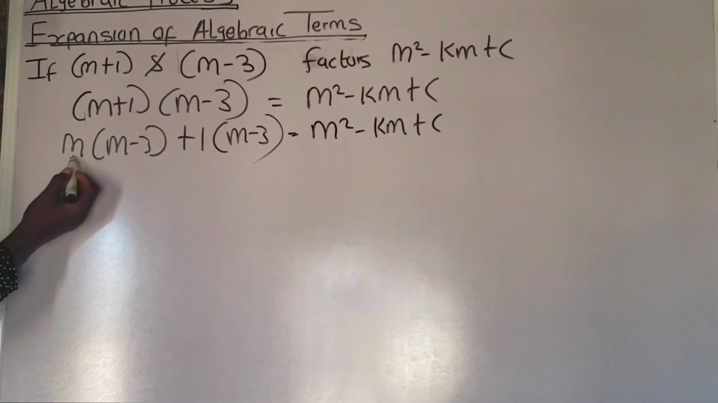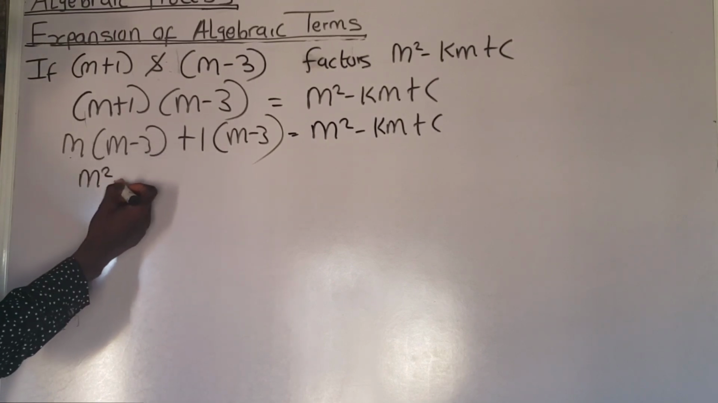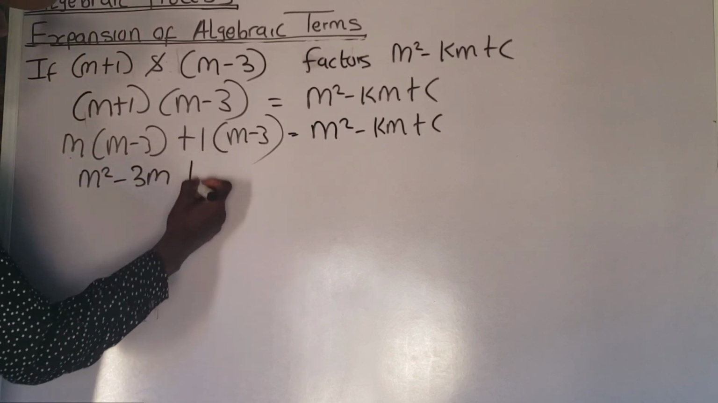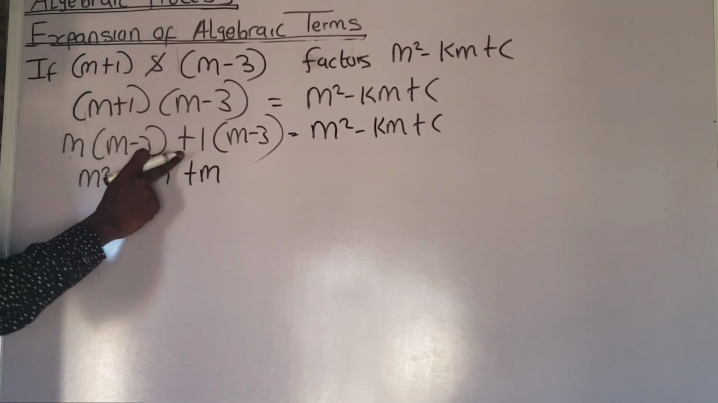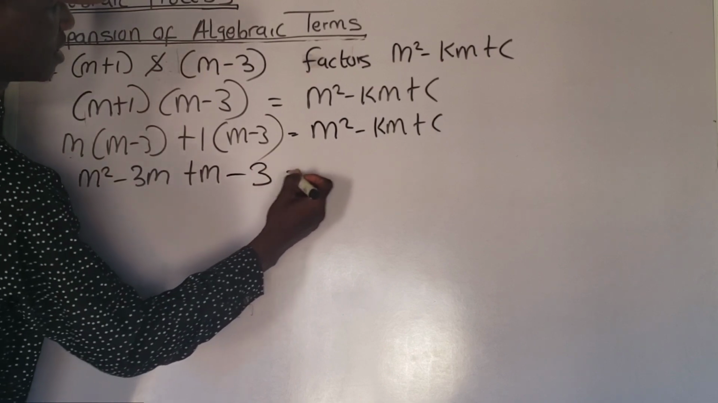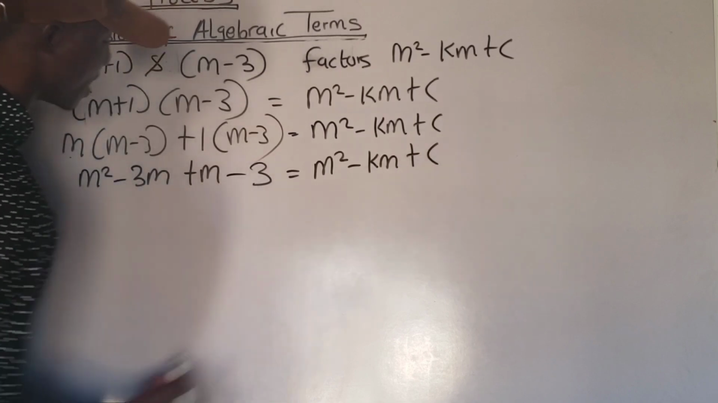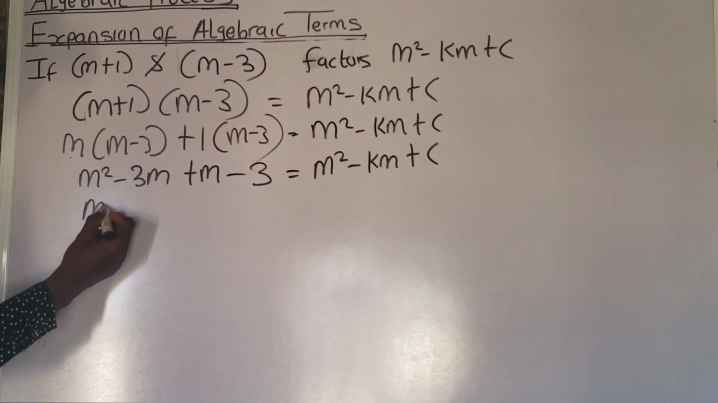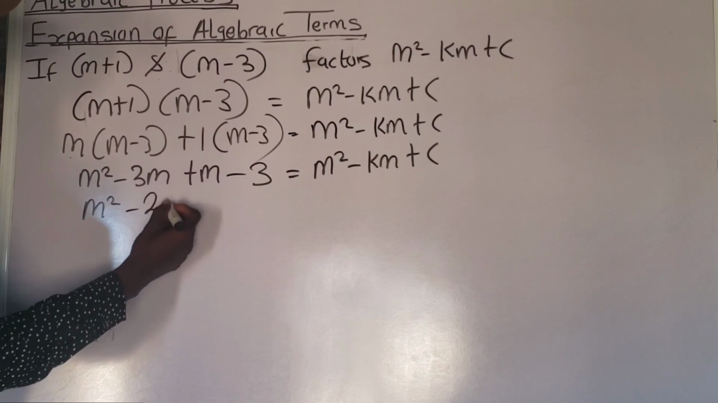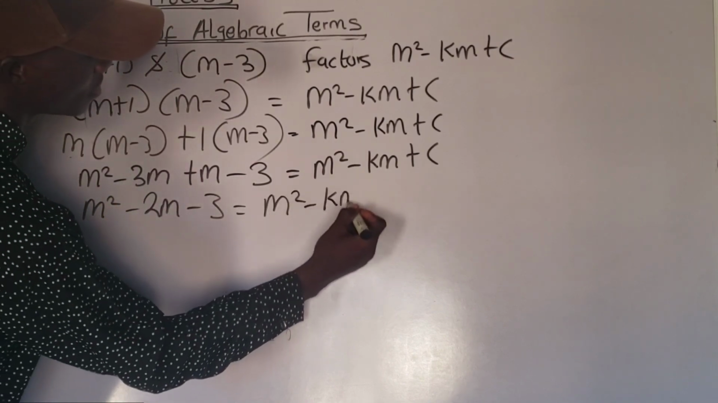Okay, so m multiplied by m, that is m squared. M multiplied by negative 3, that is negative 3m. Positive 1 multiplied by m, that is positive m. And then positive 1 multiplied by negative 3, that is negative 3. This must be equal to m squared minus km plus c. For this, I'm going to have m squared, negative 3m positive m, that will give us negative 2m, negative 3, is equal to m squared minus km plus c.